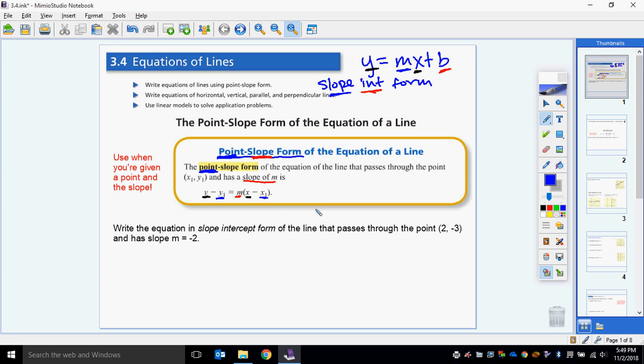So for instance, down here, it says write the equation of this line in slope-intercept form. Okay, so we know we want it to look like y equals mx plus b. That's slope-intercept. And we know that this line passes through the point (2, -3) and has a slope of -2. So what were we given? A point and a slope. Since we're given a point and a slope, we're using point-slope form. So let's go ahead and plug that in. We start with point-slope form. Let me write it out again.